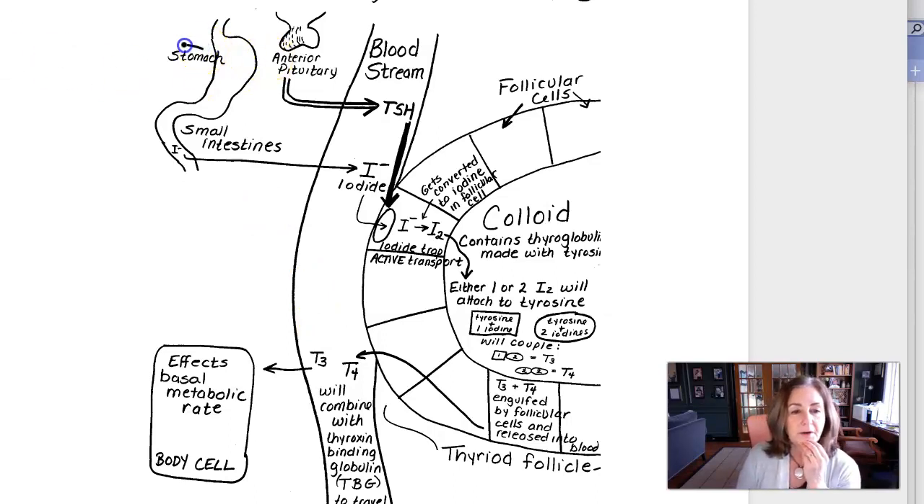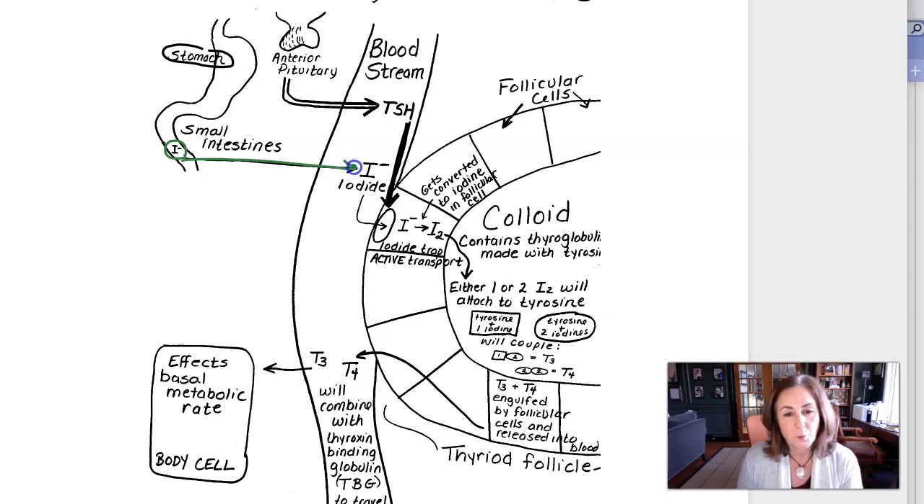So here I'm looking at the GI tract. Here's the stomach, here's the small intestine, and the reason that we care about that is because of the iodine. We have to have iodine to make T3 and T4. If you don't have iodine to make T3 and T4, then you will have a deficiency in T3 and T4. You must have it. It's like wanting to make chocolate chip cookies and not having the chocolate chips, right? You must have the iodine to make T3 and T4. And so iodine is absorbed from the small intestine from our diet.